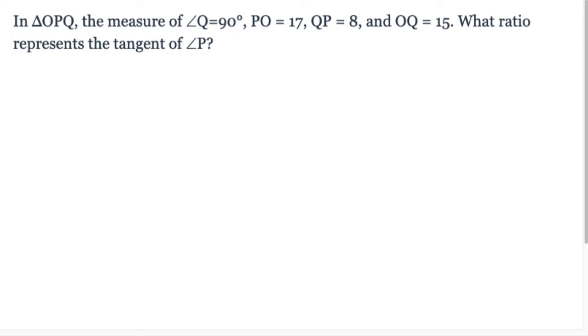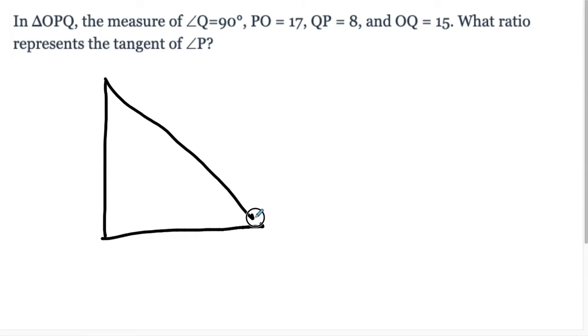Here we go, this is our last one. In triangle OPQ, the measure of Q is 90 degrees, PO is 17, QP is 8, and OQ is 15. What's the ratio that represents tangent of P? Again, we create a right triangle, identify where the right angle is, and label it Q, because that's what it says. You can put P here and O here, or vice versa. PO is 17, QP is 8, and OQ is 15.